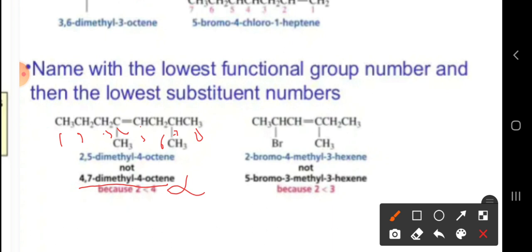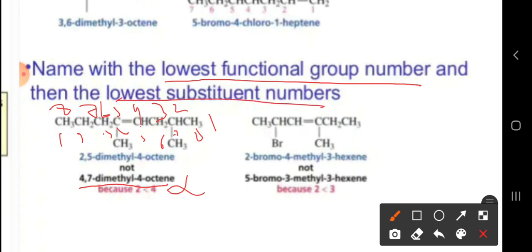So let us see here, 1, 2, 3, 4, 5, 6, 7, 8. Here what we are doing is looking at which is having the lowest functional group number. See here, name with the lowest functional group number and lowest substituent number. So first we have to give priority to the lowest functional group number. That is 2, 5-dimethyl-4-octene. This is nothing but naming of the compound. And coming to here also.